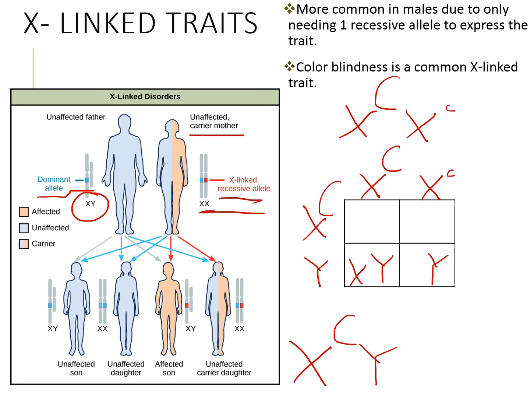X can see color and X can't see color. So half the males in this cross will be colorblind. And then I'll just finish this up here. Half the females will be homozygous can see color, and then half of them will be carriers for this colorblind allele.